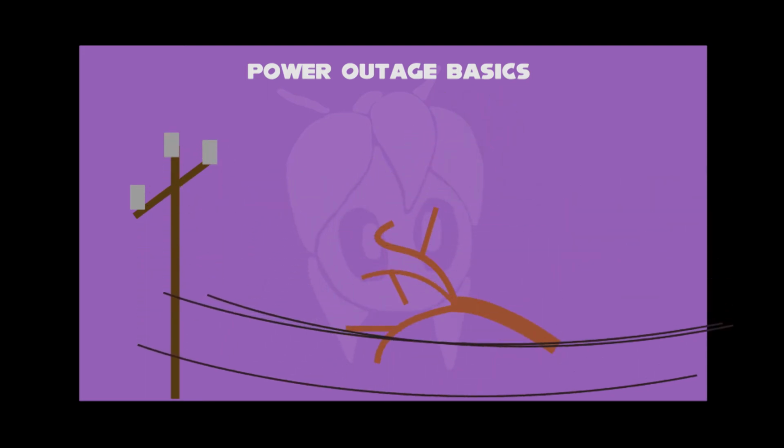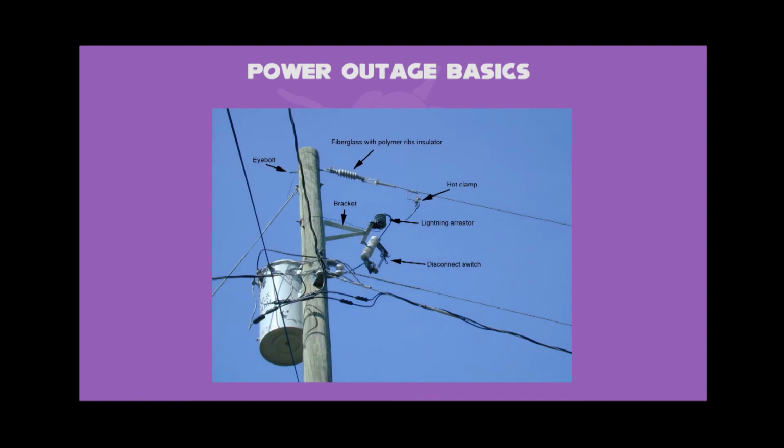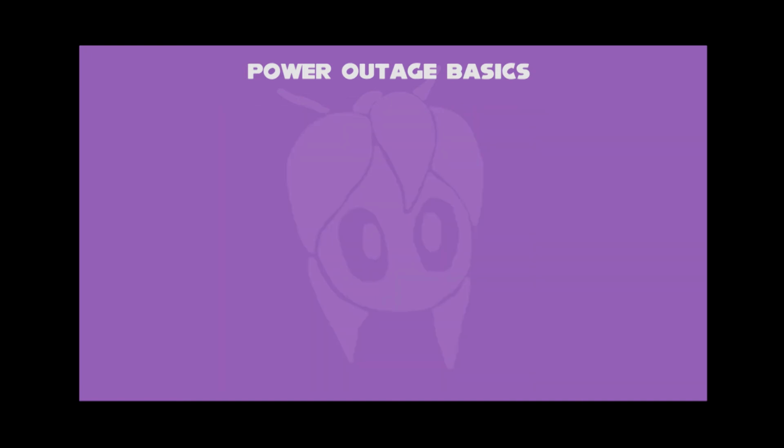Now, what happens when a tree falls on a power line? The wires are connected to eye-bolt, fiberglass, hot clamp, and others. As soon as the tree falls on the wires, the electricity from the line can make the branch so hot it catches fire, and its connections will spark.